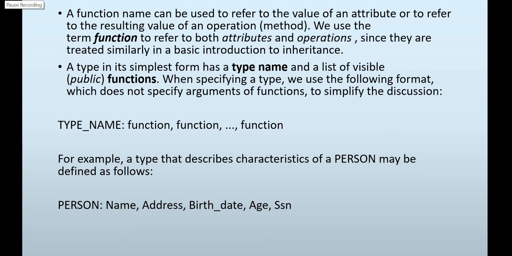When specifying a type, we use the following format, which does not specify arguments or functions, to simplify the discussion. Here, alright, this is the format of specifying a type. We have a type name, and a type will have functions. Let us say we have a type person, and it can be defined as follows. Person will have name, address, birth date, age, and SSN, or the standard number.